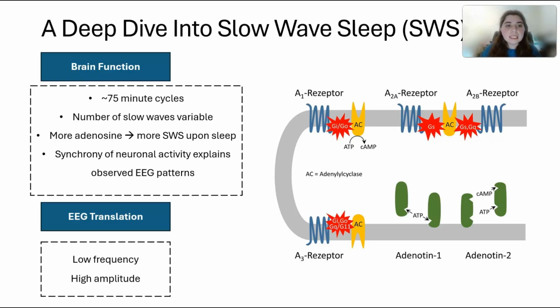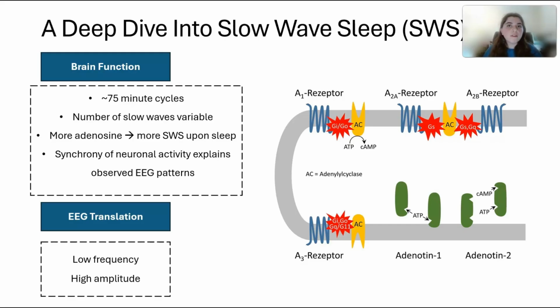Now I'll do a bit of a deeper dive into the actual mechanics of slow wave sleep. As I mentioned previously, the number of slow waves that you exhibit will decrease the longer that you've been asleep. However, generally speaking, slow wave sleep cycles will occur in 75-minute time periods before you switch off again to REM sleep.